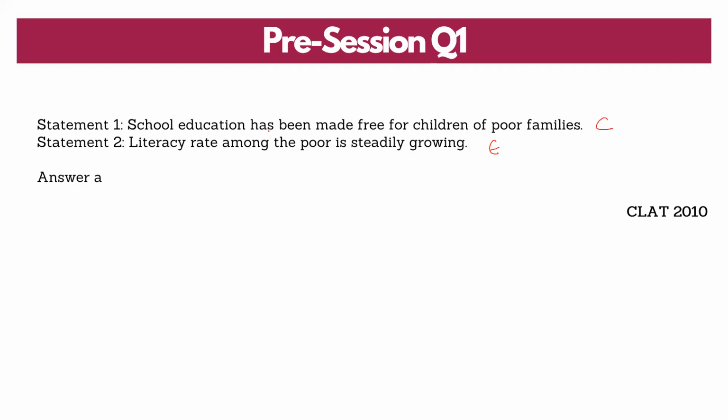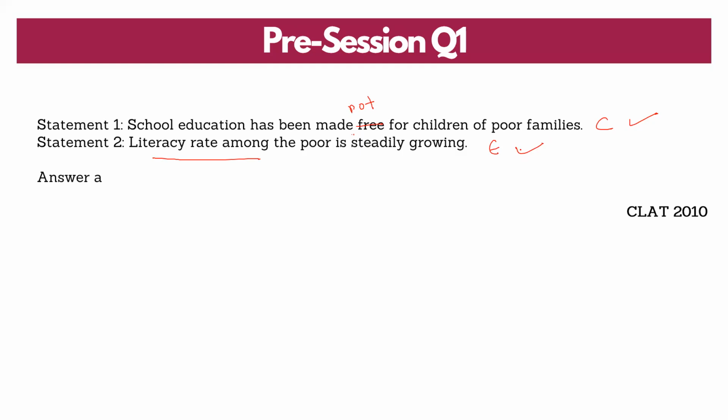Let us apply covariability and see. Let me say that I change the cause. Let me say that school education has not been made free for children of poor families. If it has not been made free, if it is costing poor families, then will they send their children to school? No, they will not send. If they will not send their children to school, then will the literacy rate improve? No, it will not improve. So I think that covariability definitely satisfies these two.